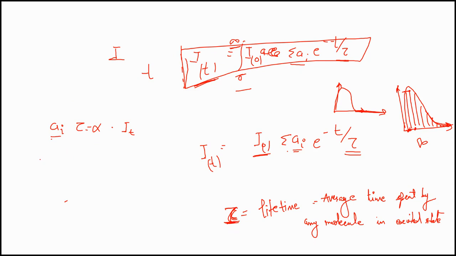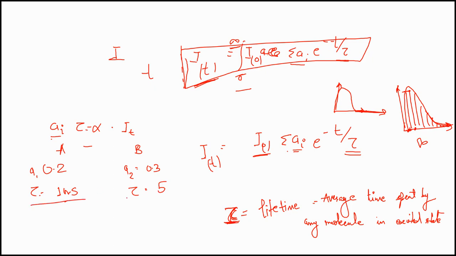Suppose the amplitude for function A is 0.2 and its lifetime is 1 nanosecond. And for the second function B, the amplitude is 0.3 and the lifetime is 5 nanoseconds.